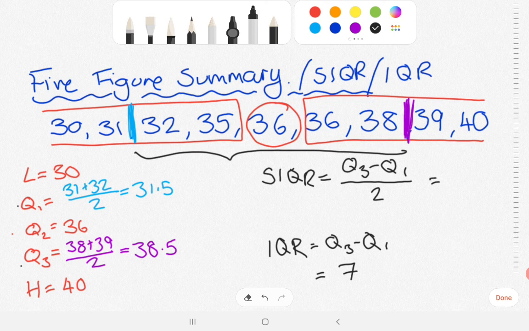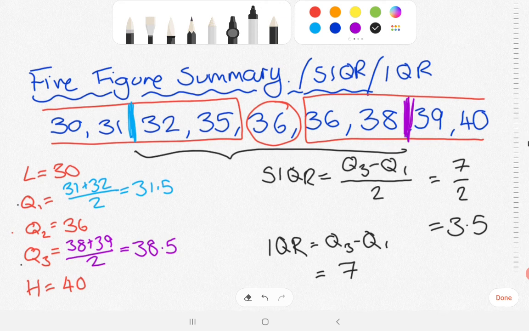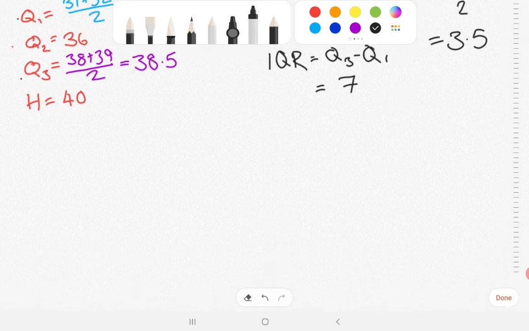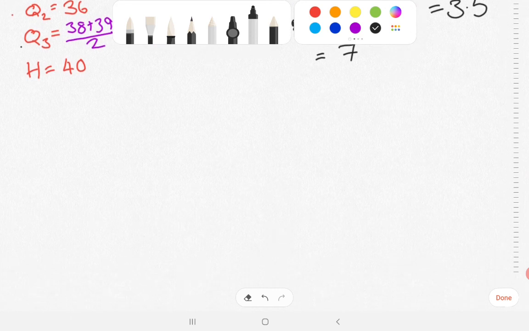So here we would have half of 7, which would be 3.5. Okay, so that's us worked out the semi-interquartile range and the interquartile range, and there's a few questions for you to think about on that. The final thing that we want to look at though, and we're just going to cover that in this video as well, is we want to look at using this information to draw a box plot.